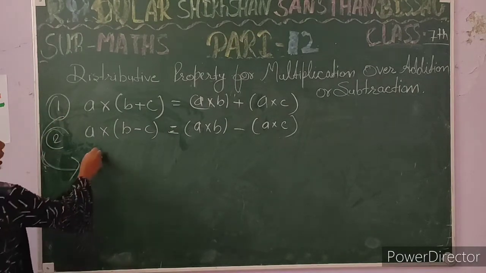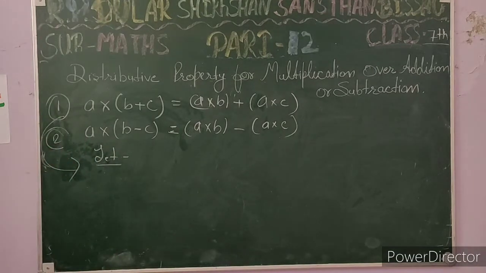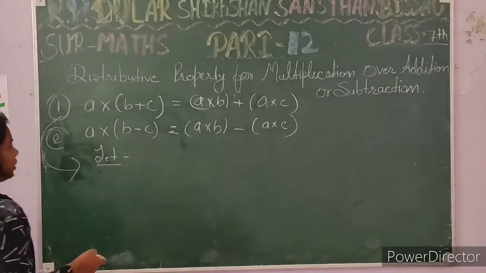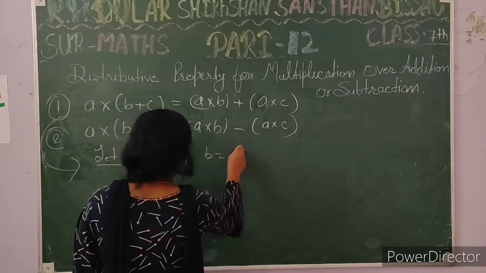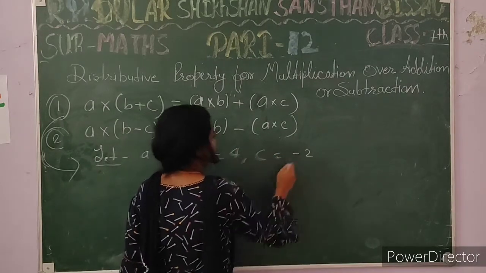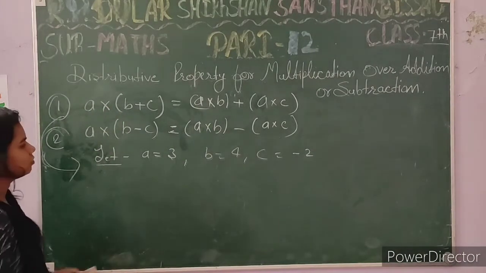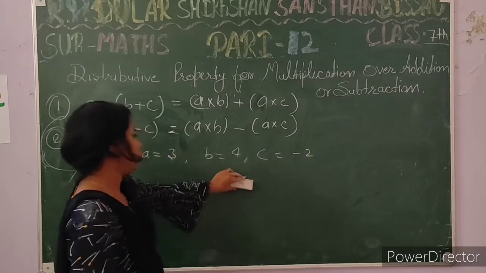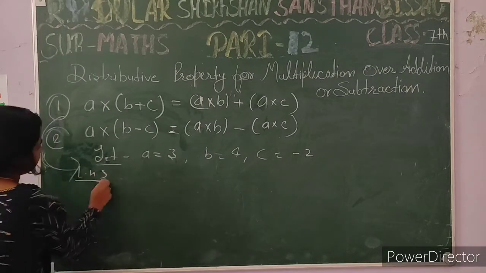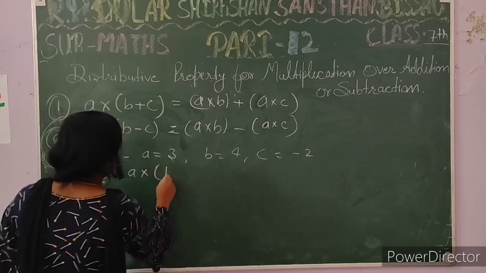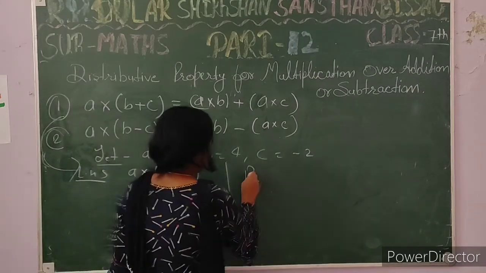Let us take an example. Because our exercise depends on integers, we use minus and plus. A is equal to 3, B is equal to 4, C is equal to minus 2. I give both plus and minus examples for your clarity. First of all I take the LHS side, then I write the RHS side also.